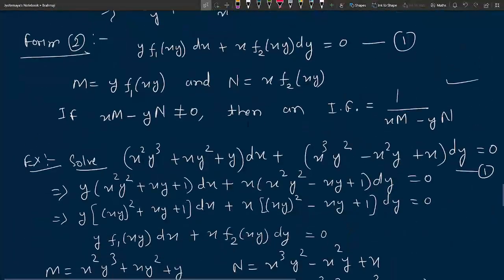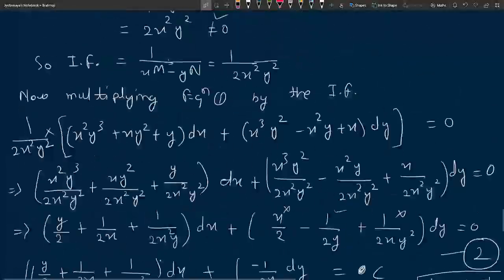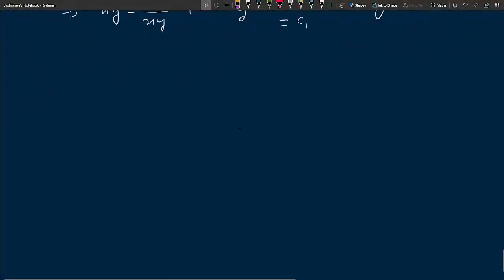Okay, then you have form 2. And what is form 2? Form 2 is: if the equation looks like y f(xy) dx plus x g(xy) dy is equal to 0, and if xM minus yN is non-zero, then an integrating factor is 1/(xM - yN). Okay, and now write form 3.